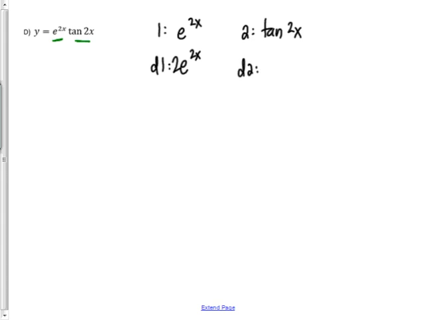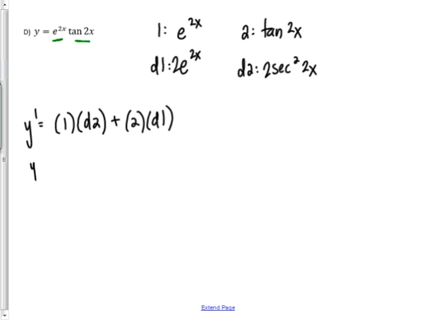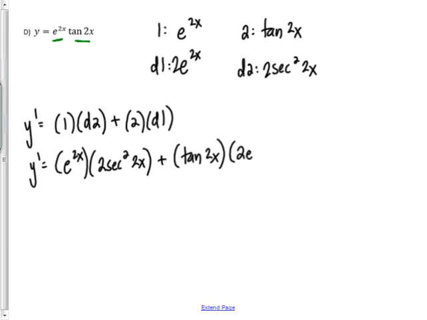All right, and then d2, tangent 2x, derivative of tangent. If you remember, the derivative of tangent is secant squared of that same angle times the derivative of the angle, so 2. All right, so here we go. Y prime would be 1 d2 plus 2 d1. So we can fill that in. So we've got e to the 2x times 2 secant squared 2x plus tangent 2x times 2e to the 2x.